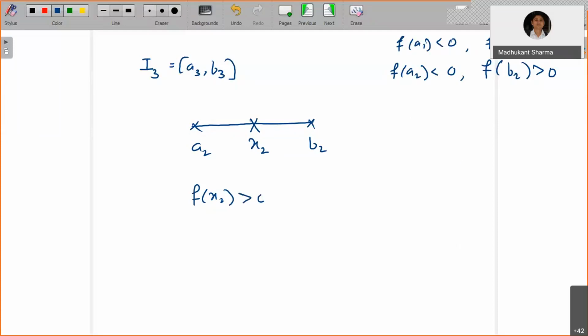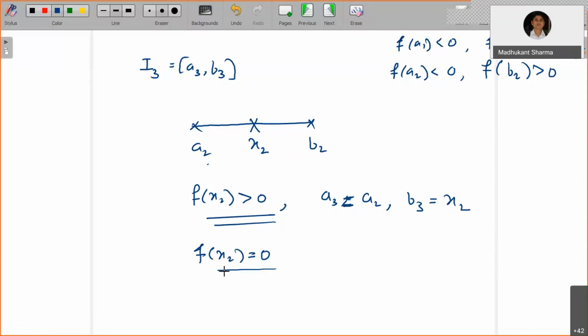So if f of x2 is greater than 0, then for a3 comma b3: f of a2 is less than 0 and f of x2 is greater than 0, so a3 is a2 and b3 is x2. In the case of f of x2 equals 0, the method stops here. This will be the root, and we will not proceed further.